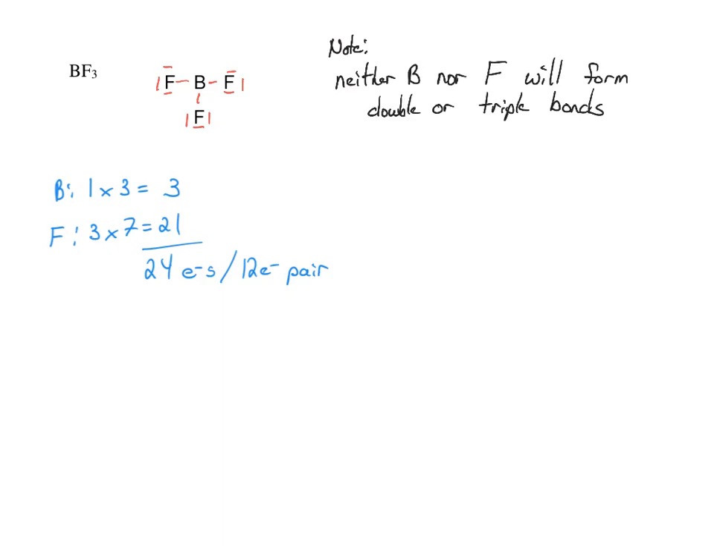Boron trifluoride represents a special case. Neither boron nor fluorine atoms will form double or triple bonds. The result is that boron in this compound is left electron deficient. And you will learn in later chemistry courses that because boron is left electron deficient, boron trifluoride is a very reactive compound and will react with many other chemicals very readily in an attempt to complete its octet.